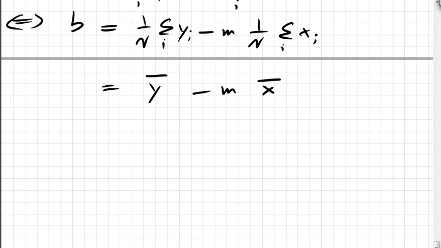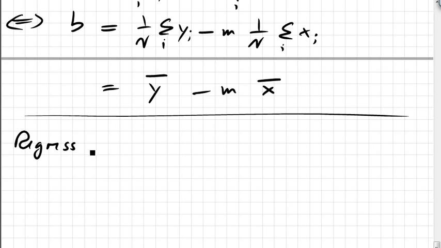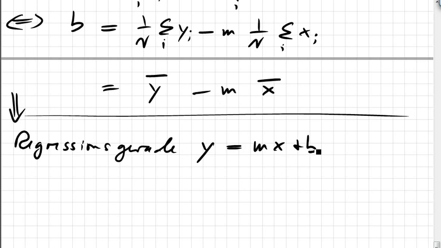The intercept is now known if I knew the slope of the regression line. So let's compute the slope. What do we know about the regression line? y equals m times x plus b, which we know, namely the average of y minus m times the average of x.